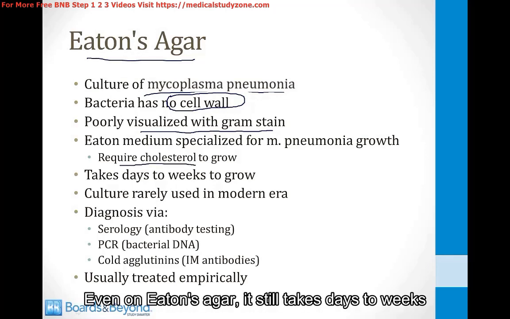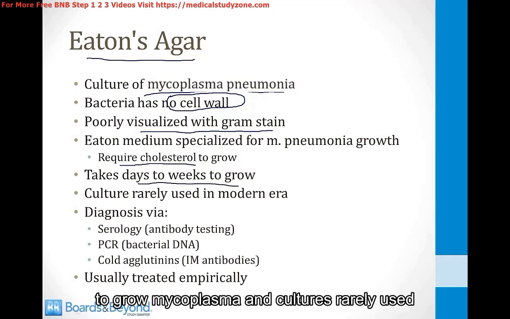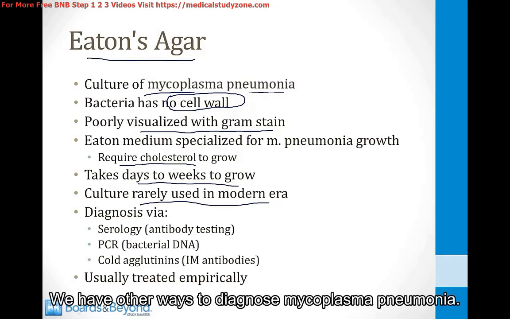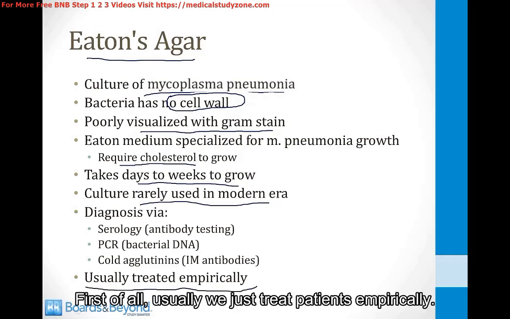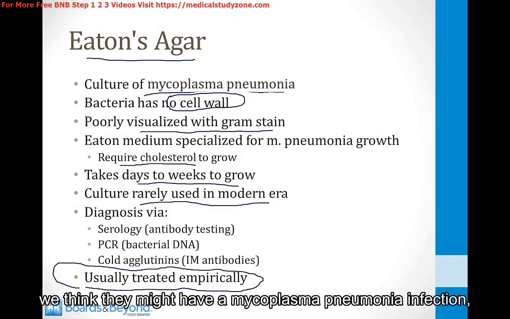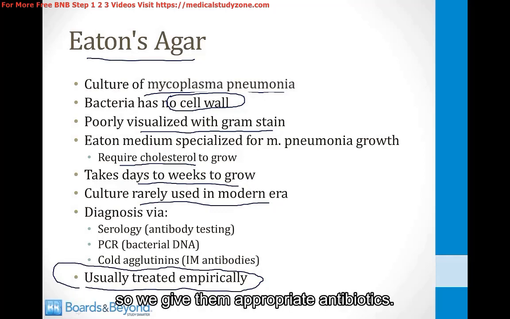Even on Eaton's agar, it still takes days to weeks to grow Mycoplasma, and culture is rarely used in the modern era. We have other ways to diagnose Mycoplasma pneumonia. First of all, usually we just treat patients empirically, so based on their symptoms and their x-ray, we think they might have a Mycoplasma pneumonia infection, so we give them appropriate antibiotics.